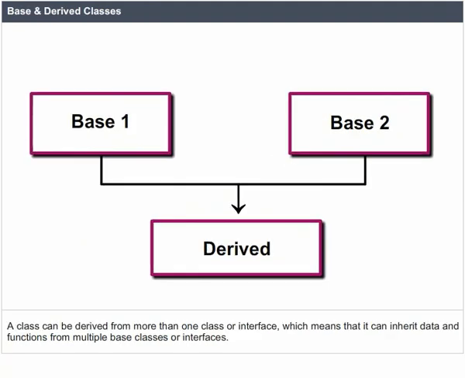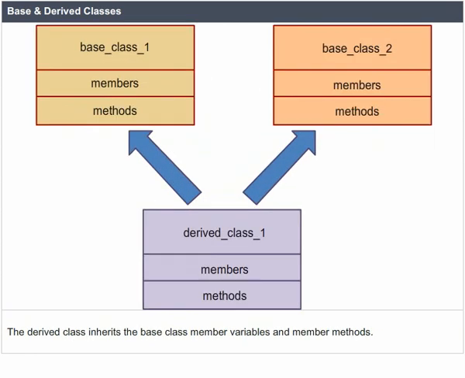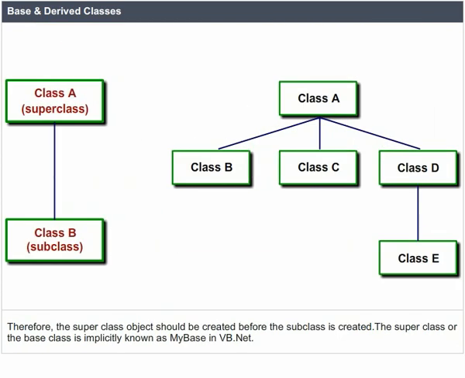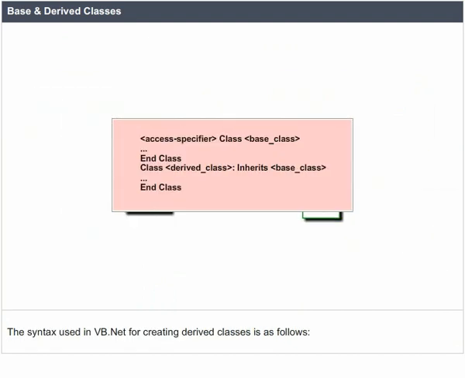Base and derived classes. A class can be derived from more than one class or interface, which means that it can inherit data and functions from multiple base classes or interfaces. The derived class inherits the base class member variables and member methods. Therefore, the superclass object should be created before the subclass is created. The superclass or the base class is implicitly known as MyBase in VB.NET.